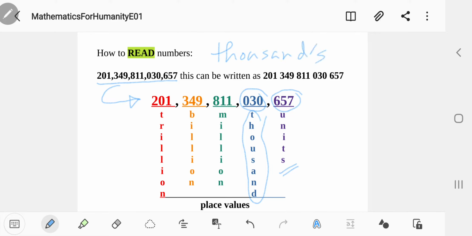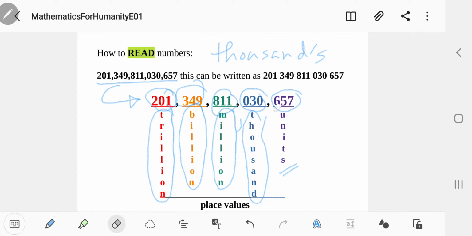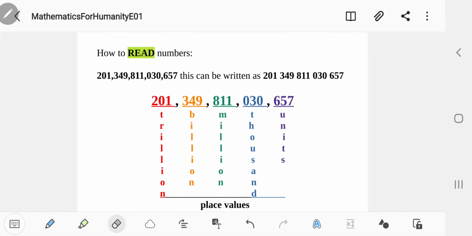Thousands place. And then to the left of that is the millions place for that group. For this group, you have the billions place. And then for this group, you have the trillions place. So now we can read these numbers.